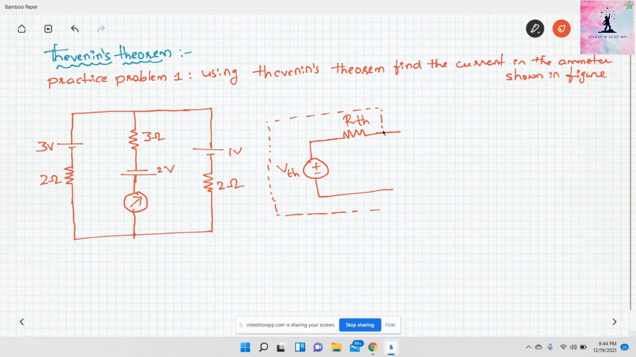Voltage source and series resistor and is connected to a load. Let me name this load as RL. Okay, here our load is nothing but the ammeter. Now we have to find out what is the current shown by this ammeter using Thevenin's theorem. So there are two steps in this Thevenin's theorem. First we need to find out Thevenin's voltage and the second step is we need to find out RThevenin. Okay, let me find first Thevenin's voltage.